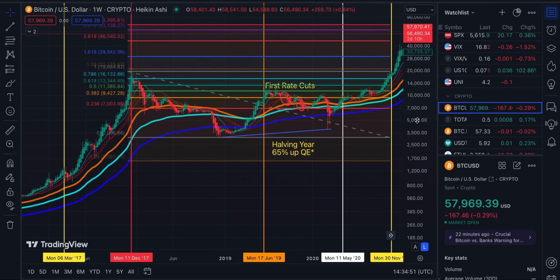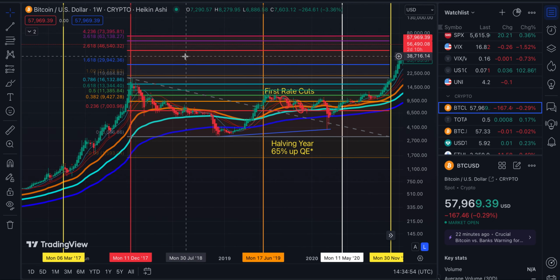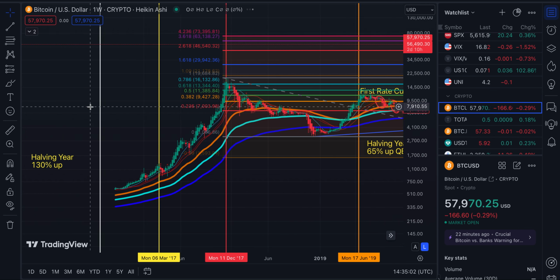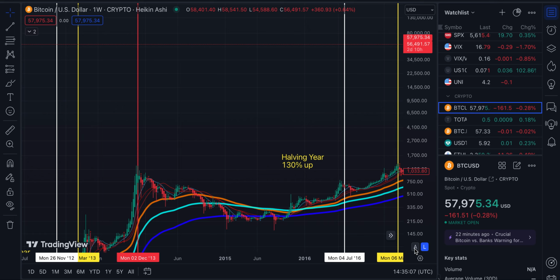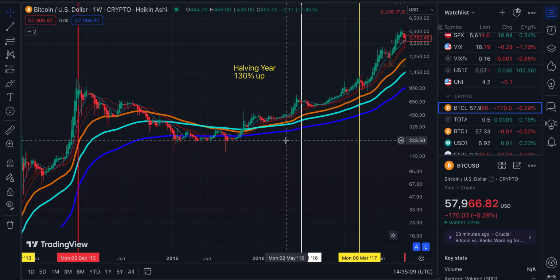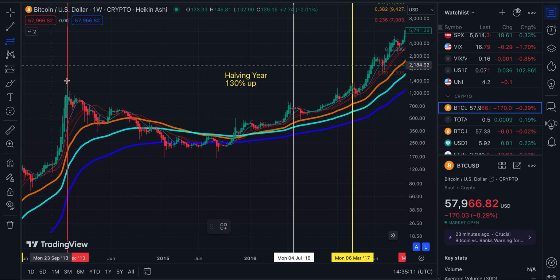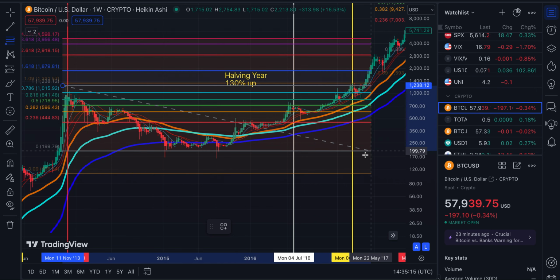So this is already off log scale, and we know where the Fib extension got to last cycle. It got between the 3618 and the 4236. Okay, actually, heck, let's keep going with this. I'm going to show you what I'm talking about here. So this happens every cycle with diminished returns.